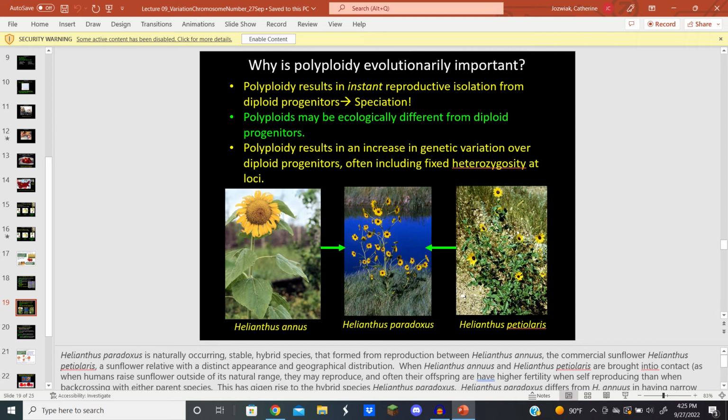And that's because polyploidy results in instant reproductive isolation. Has anybody here taken evolution, or do you have to take this before you take evolution? Take this before you take evolution. Really quickly, the cause of all speciation events is reproductive isolation. And that just means that you have two lineages in a single population that are no longer able to exchange alleles. They can't reproduce, okay?